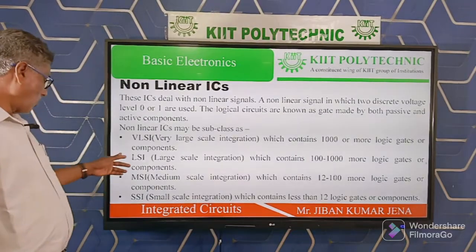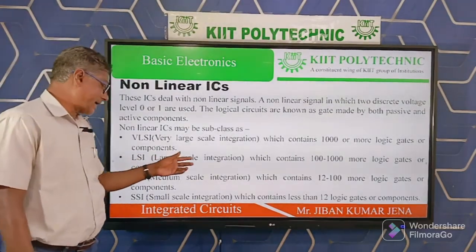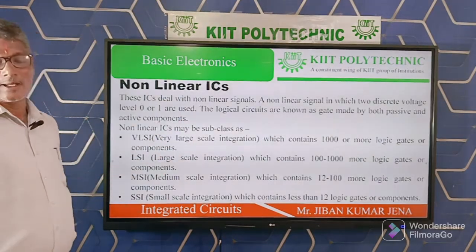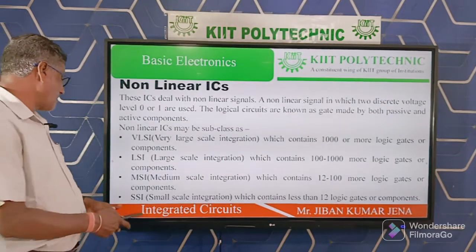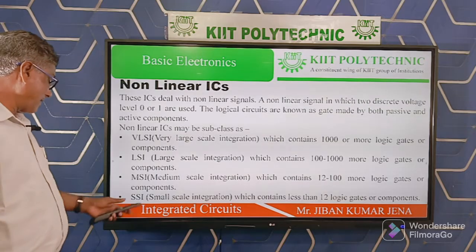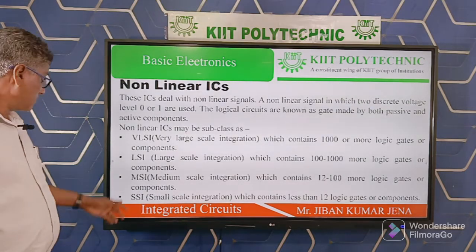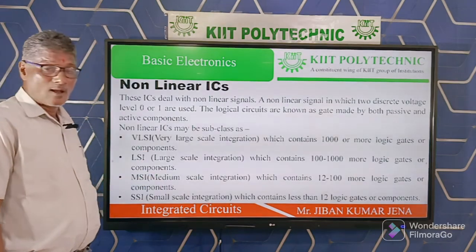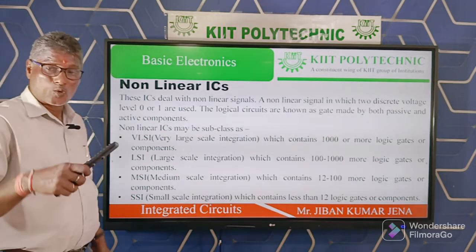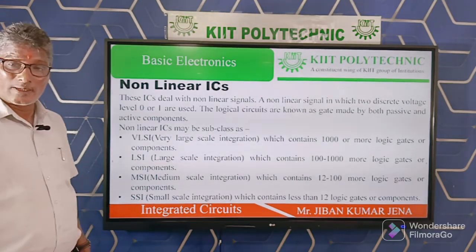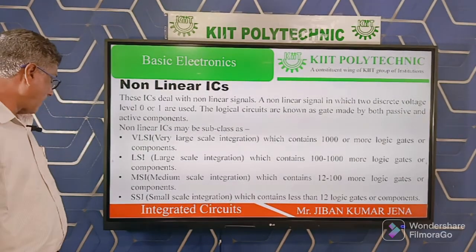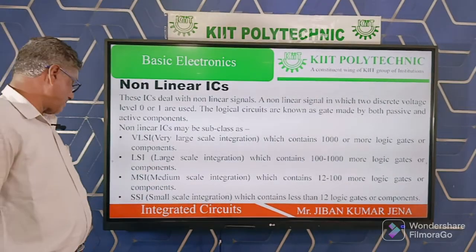In the case of LSI type IC, large scale integration, it contains 100 to 1000 logic gates or components inside. Then the third one is MSI. Its full form is medium scale integration, and it contains 12 to 100 logic gates or components inside the MSI or medium scale integration type IC.